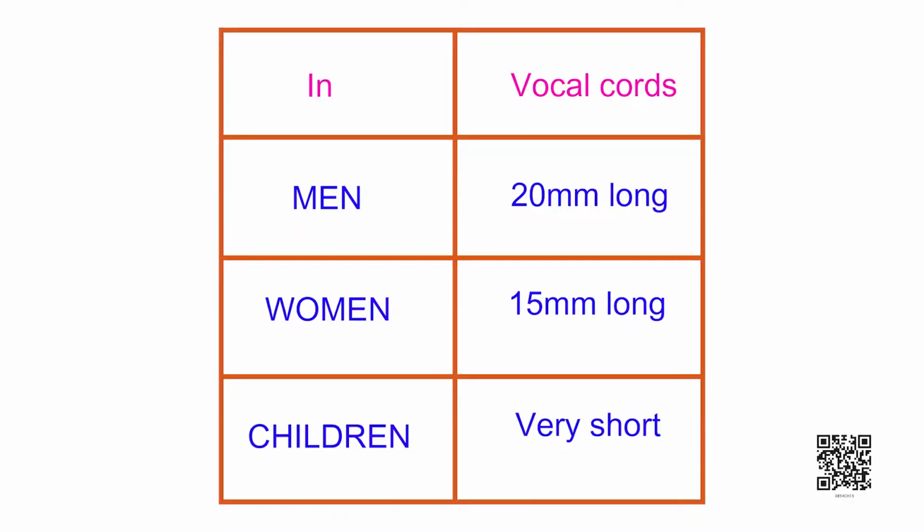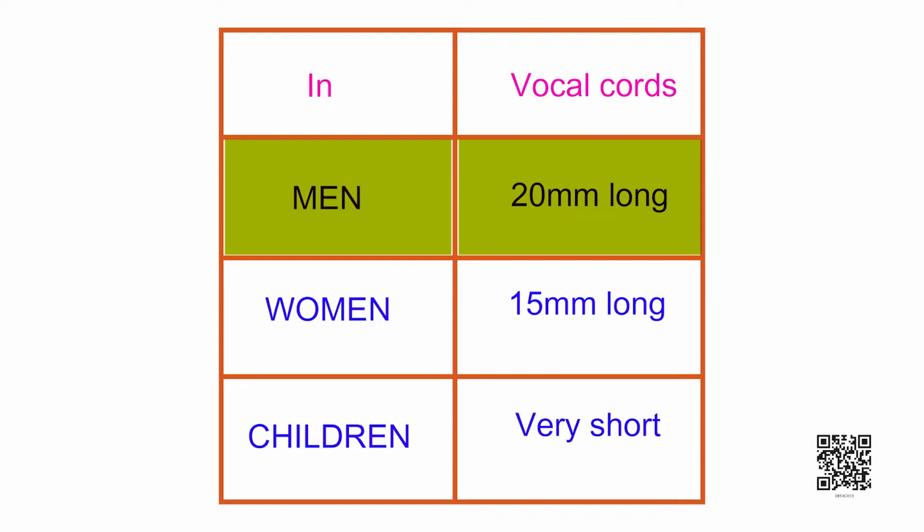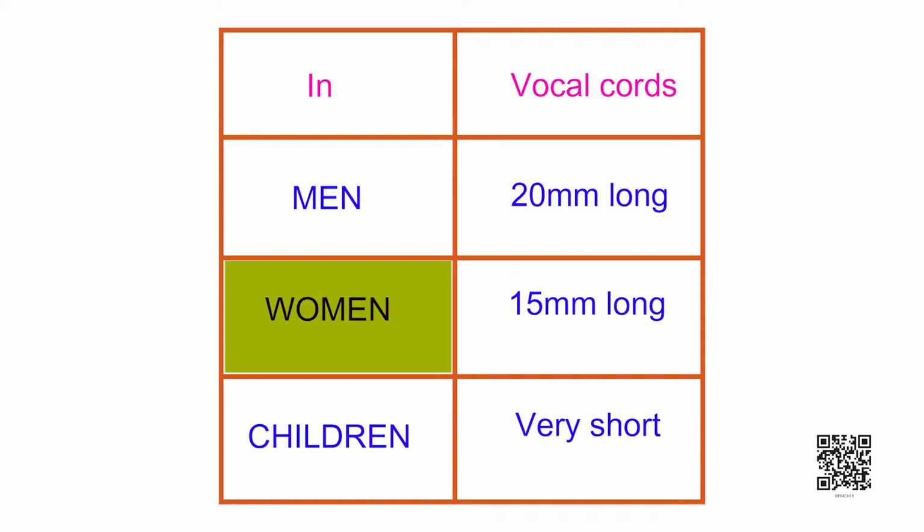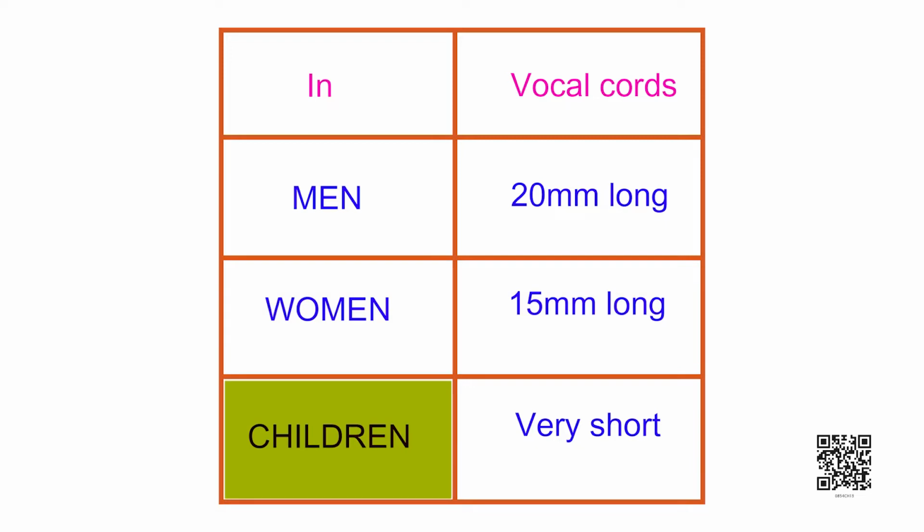Now the answer lies in the size of the vocal cords. The vocal cords in men are approximately 20 millimeters long. In the case of women, it is 15 millimeters long. While in the case of children, it is very small.